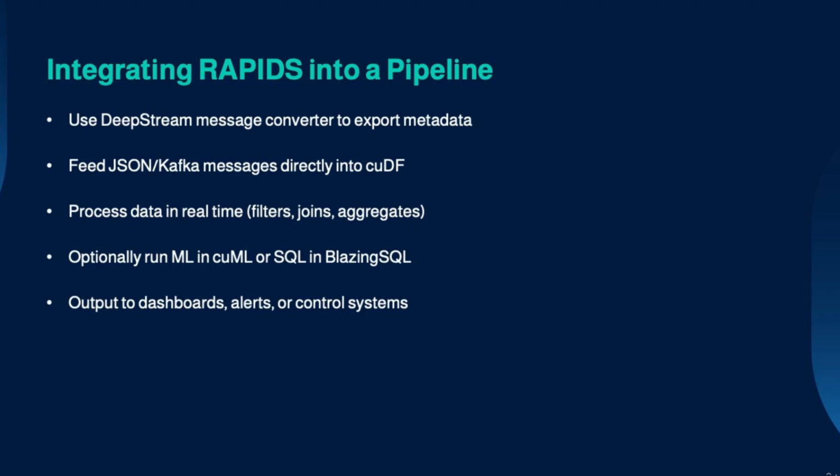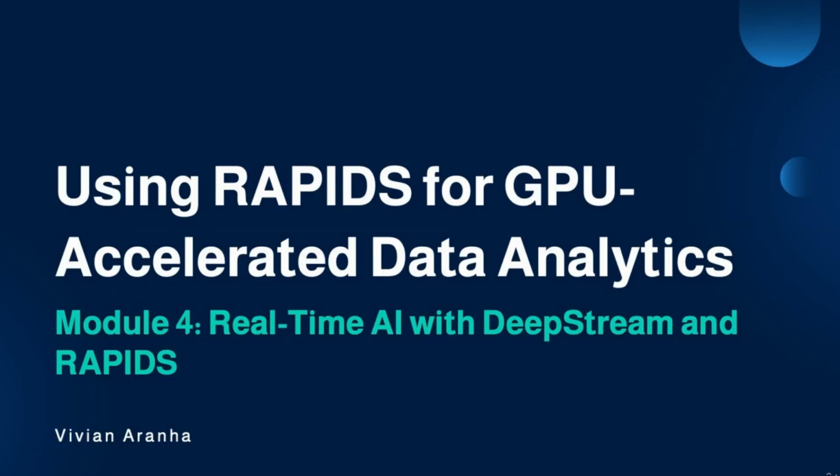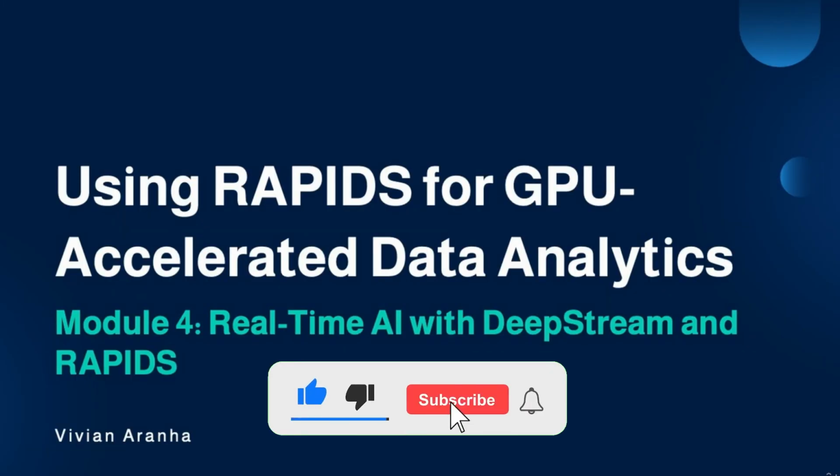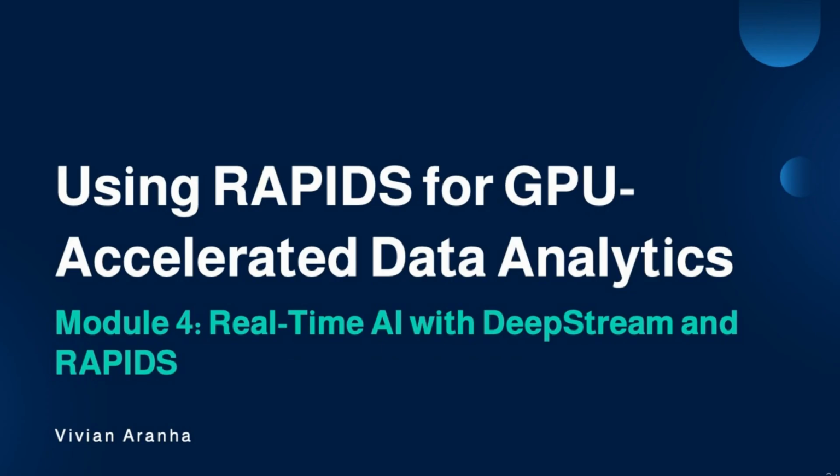The results can be sent to dashboards, alert systems, and so on, or directly back to control systems for immediate action. RAPIDS transforms DeepStream from a real-time inference engine into a real-time analytics powerhouse. With all processing happening on the GPU, you can turn raw detections into actionable insights almost instantly. Next, we'll explore how to integrate Kafka, MQTT, and other stream processing tools to move this data seamlessly across systems.